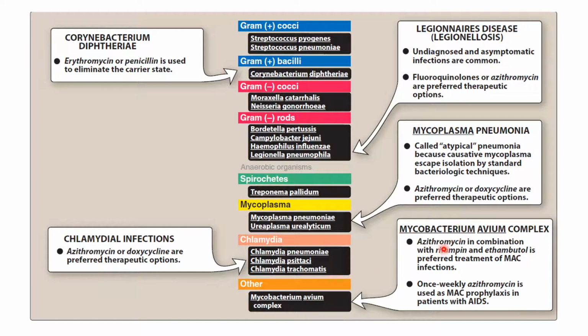Mycobacterium avium complex is transferred by birds and is also very dangerous. This bacteria usually will kill patients with AIDS. Patients with AIDS have the AIDS virus, and that is why they have a compromised immune system. Usually Mycobacterium avium complex is not dangerous for people unless they are AIDS positive. That is why azithromycin is used as a prophylaxis in patients with AIDS.